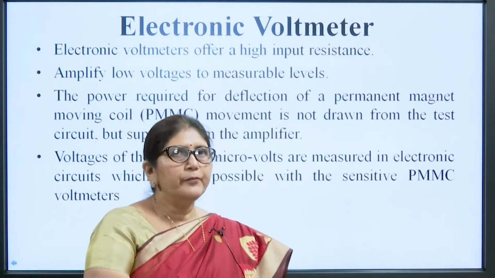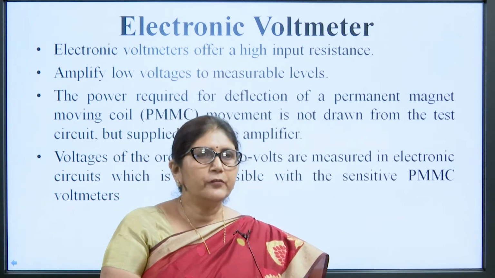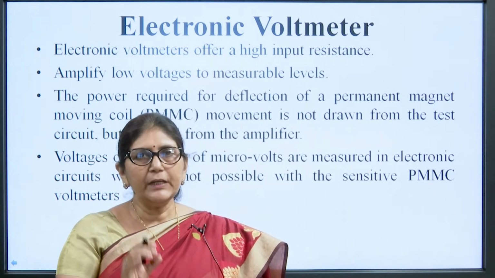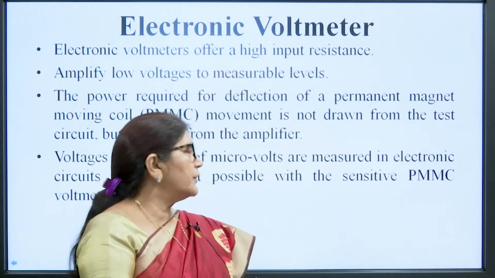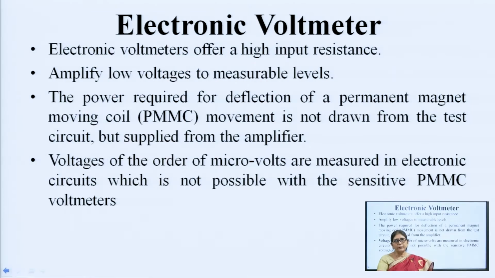So, what is the advantage of the electronic voltmeter and why do we need it? Actually, we can measure any voltage by using a simple PMMC instrument. So, what is the disadvantage of using the PMMC instrument? The disadvantage is that these instruments are not able to provide a very high input resistance. In this lecture I will discuss only the electronic voltmeters that are used for the measurement of DC voltage.